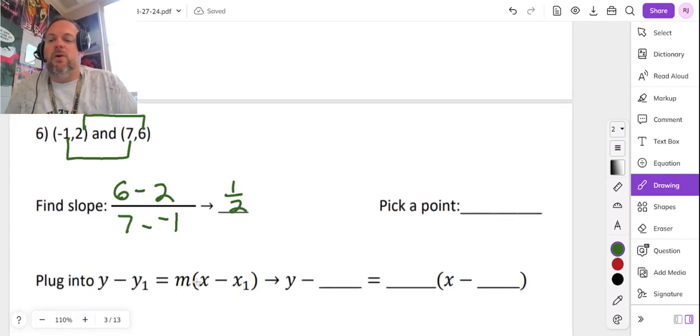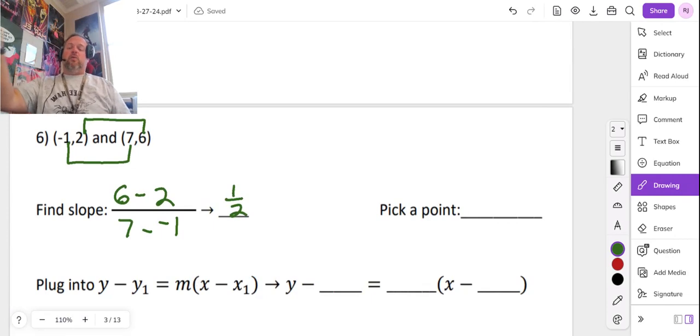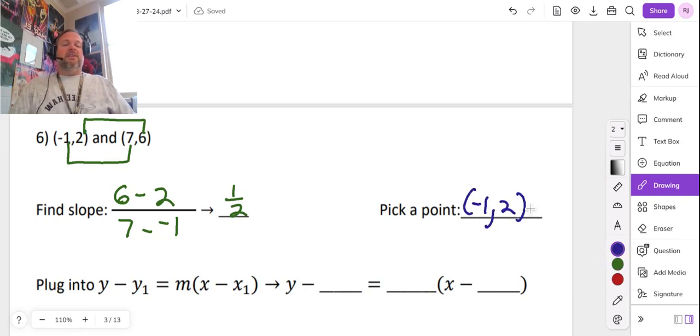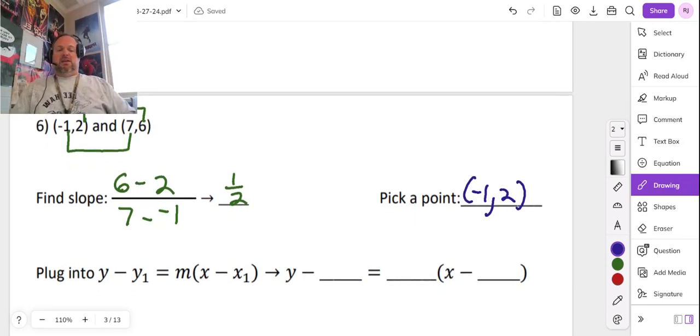All right. So we're going to pick a point. We have -1, 2, and 7, 6. You can flip a coin. Some people pick like the lowest numbers. Don't really make no never mind to me. Some people always pick positive numbers.